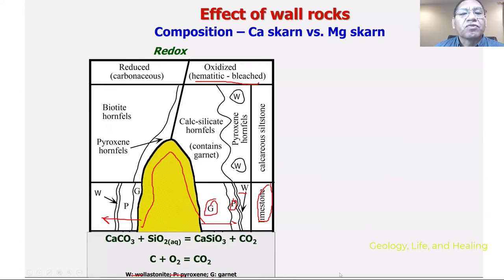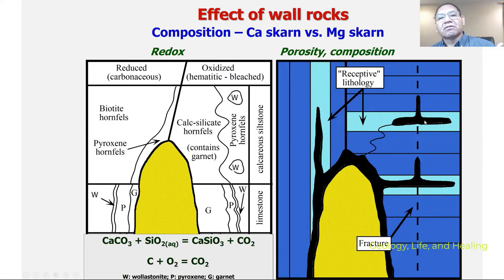And so when we change the lithology or rock composition, calcareous silicon, you have pyroxenes, you have calcosilicate hornfels, which sometimes contain or may not contain garnet. And you have the biotite hornfels, you have pyroxene hornfels. Next one. So in this case, we add a porosity and a composition. And that means that some horizons, some units or subunits are more favorable to have ore like these ones.